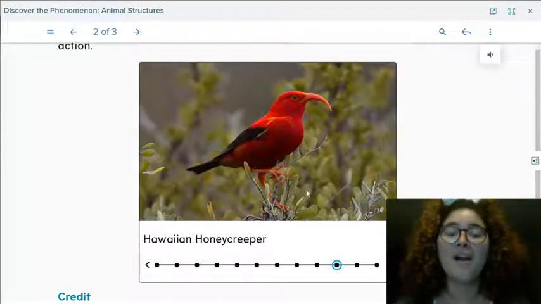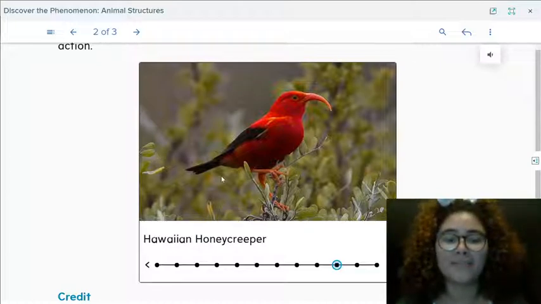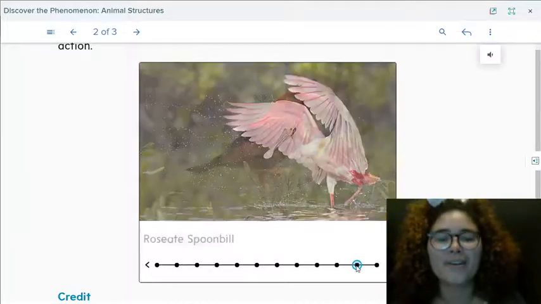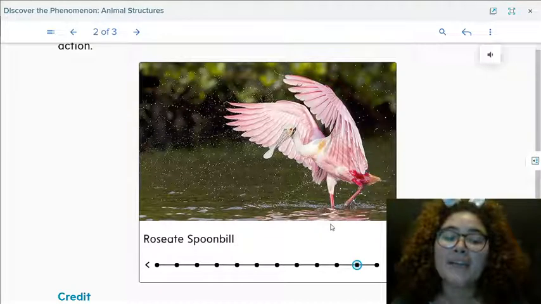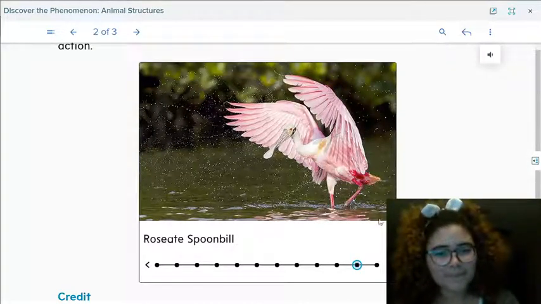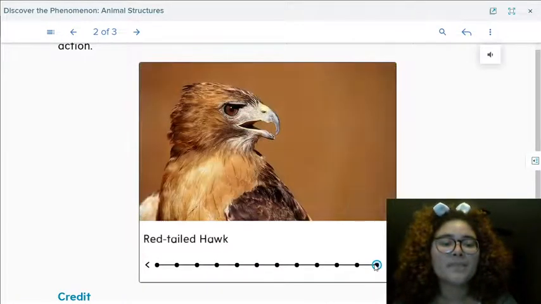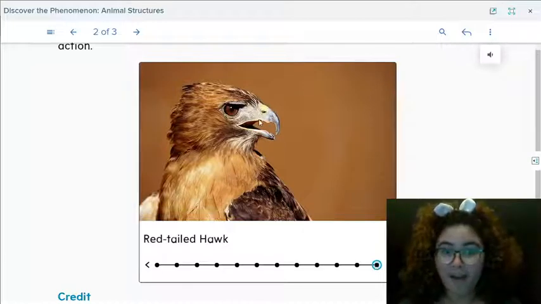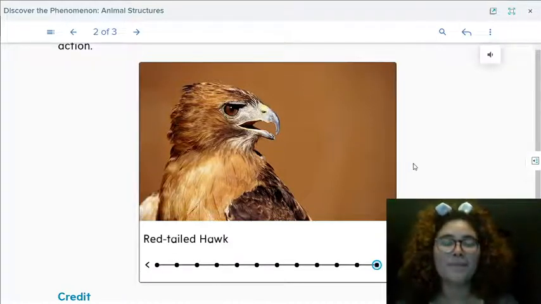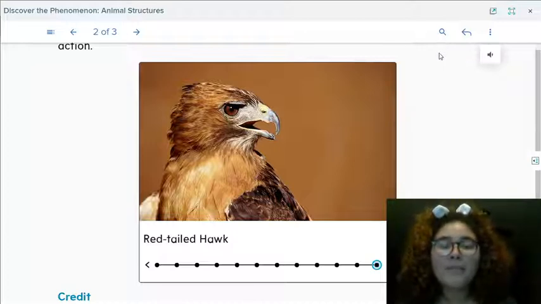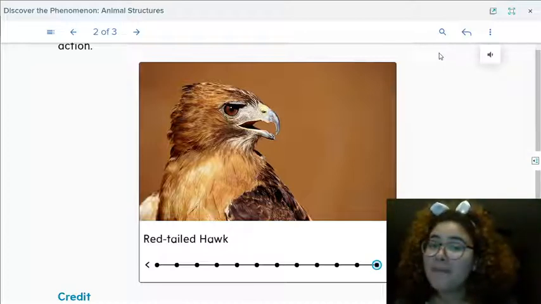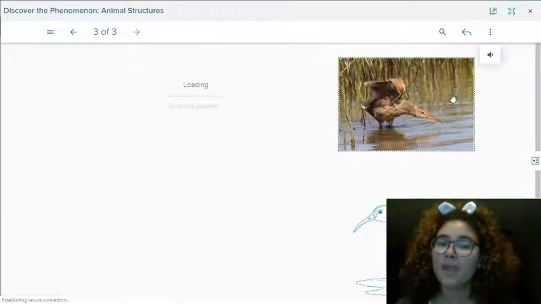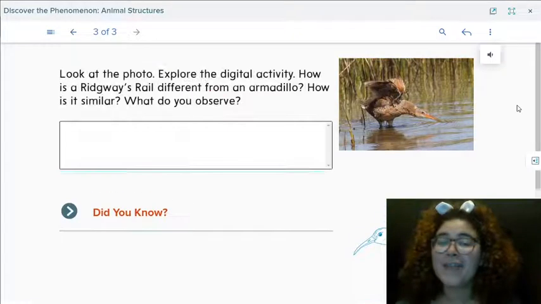A Hawaiian honeycreeper. Let's look at all its features, guys. What would it use to catch food, I wonder? The roseate spoonbill. Look at its beautiful rose color. And finally, a red-tailed hawk. Hawks are very, very fast. Now, after seeing all of these different birds, some of them already getting their food, let's see if you guys can answer.